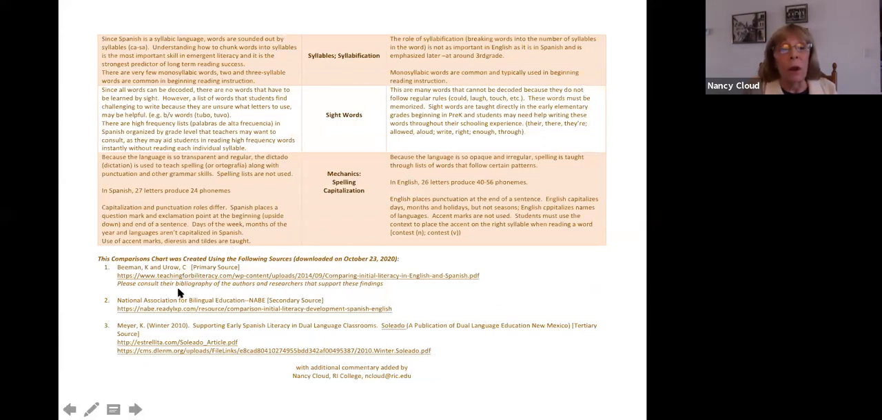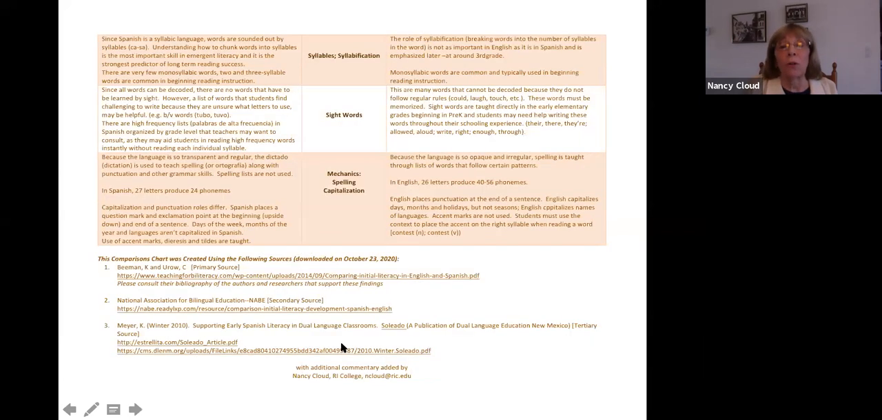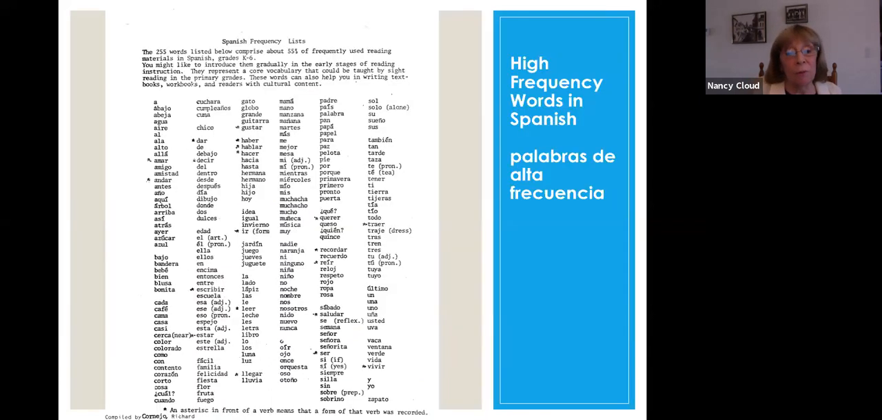And so down here, I've shown you all the sources for this, but these are the types of things that anyone working in a dual language program must have under their belt. They have to understand how all these important literacy elements work across the two languages. So I've also included a really wonderful article for you that was developed some while ago, but it's fantastic. And it's on how to build on the sound system of Spanish as you go into English. And then I also have a really old list of Spanish frequency word lists, because even though there's no such thing as sight word in Spanish, there are frequent words in Spanish.